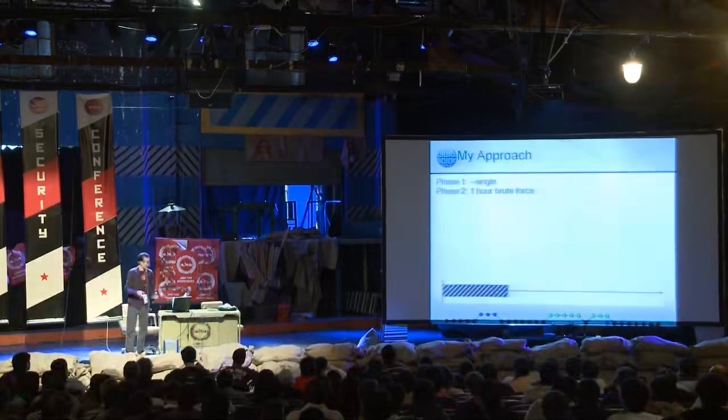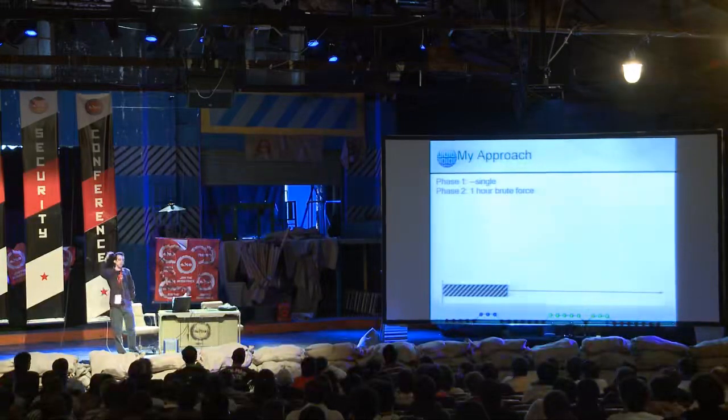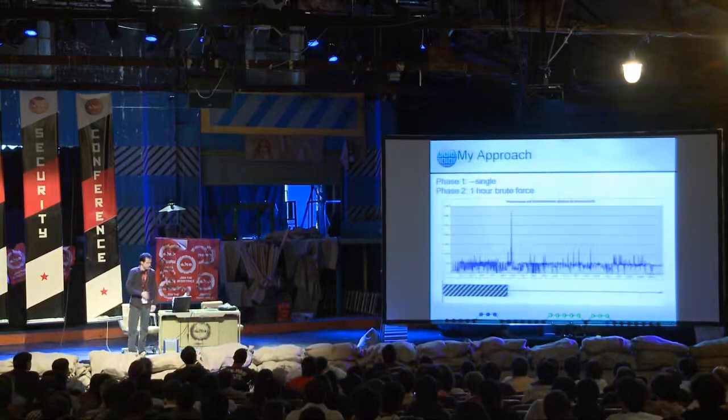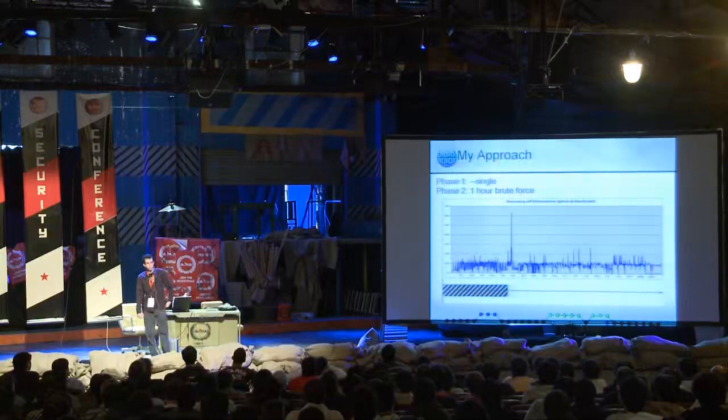So here's what I came up with. Here's how I was going to distribute the work. First, I was going to run John single mode. And then I did a 1-hour brute force. It's a phased approach. So I can say that it was only going to be 1 hour because I did a whole lot of measuring. This line shows the accuracy of my measurements, and it's pretty close to 100.